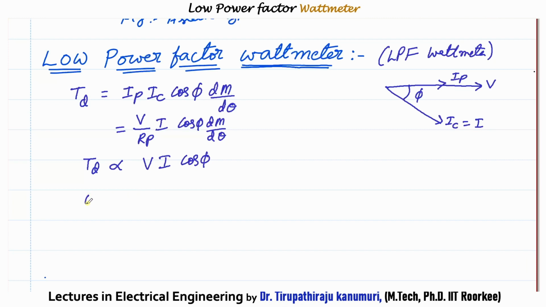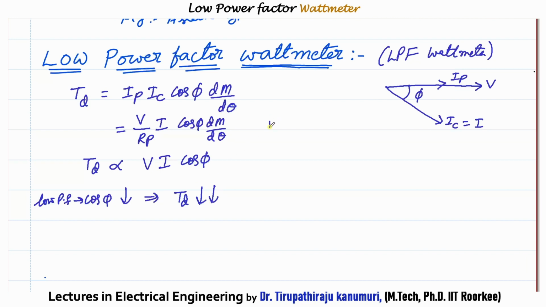Let us assume the value of cos phi is very small, that means we are going for the case of low power factor. In the low power factor case, cos phi is less. When cos phi is less, what is happening to the deflecting torque? The deflecting torque is decreased. When the deflecting torque is decreased, the pointer will not move so easily. It cannot point properly. So this is the first issue.